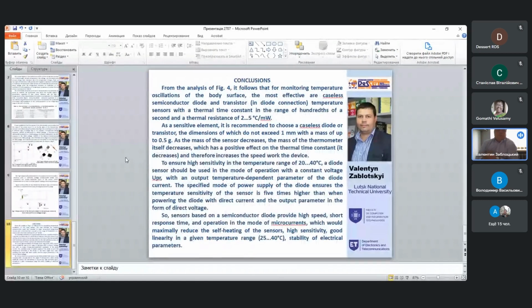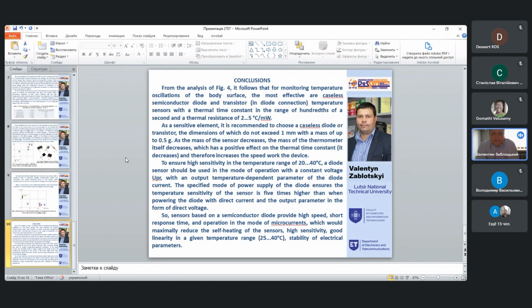And conclusions. From the analysis of Figure 4, it follows that for monitoring temperature oscillation of the body surface, the most efficient are caseless semiconductor diodes and transistors. A temperature sensor with a thermal time constant in the range of hundredths of a second and a thermal resistance of 2.5 degrees per milliwatt. As sensitive elements, it is recommended to choose a caseless diode or transistor, the dimensions of which do not exceed 1 millimeter with a mass of up to 0.5 grams. As the mass of the sensor decreases, the mass of the thermometer itself decreases, which has a positive effect on the thermal time constant and therefore increases the speed of the device.